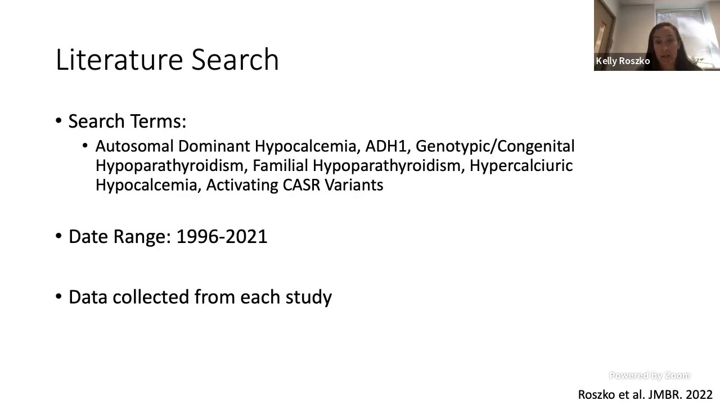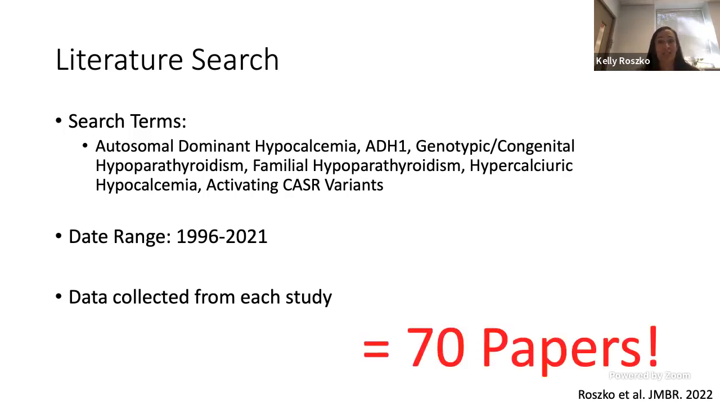So we did this literature search, and it was a large search with several search terms. We looked for autosomal dominant hypocalcemia, ADH1, genetic or congenital hypoparathyroidism, familial hypoparathyroidism, hypercalciuric hypocalcemia, activating calcium sensing receptor variants. So we looked for just a wide variety of terms to make sure that we didn't miss any of these cases. And we looked at a date range from 1996 up to 2021.